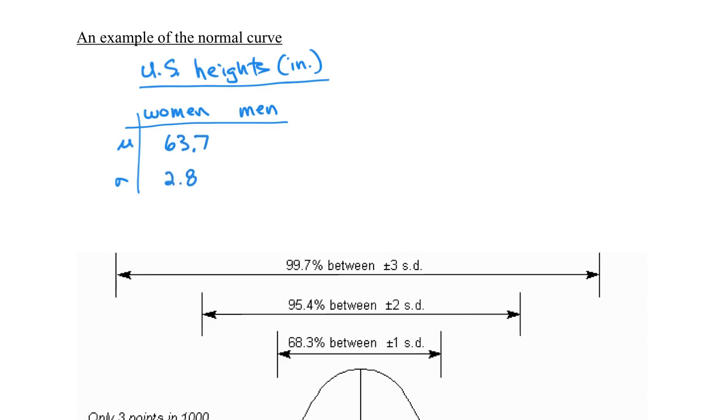What about for men? What is the mean height of an American man? If you're thinking around 5'9", pretty good. 69.3 inches, and again, standard deviation is 2.8. Now these numbers will vary a little based on the source, but most of them will be pretty close to this. So here's some interesting data.